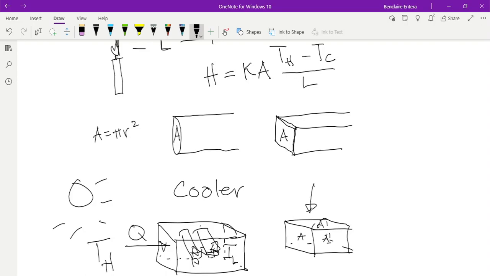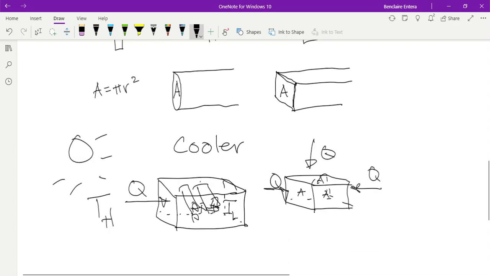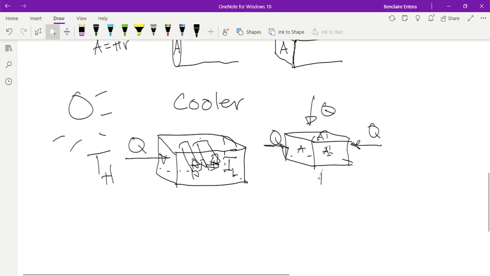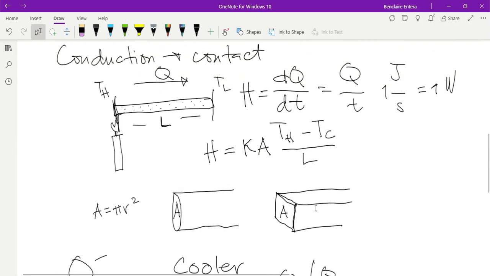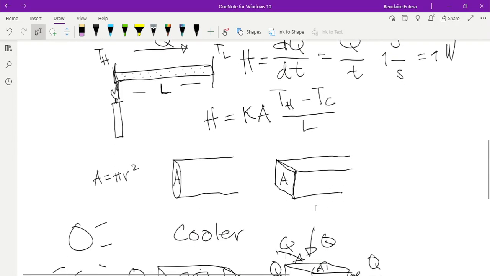Kasi dito, mag-heat transfer dyan, mag-heat transfer dito, merong heat transfer dito. Okay, meron ding heat transfer dito. So, actually, 6 surfaces may heat transfer. So, yun i-consider mo na total na A. Pero ang thickness, isa lang, kasi isa lang naman ang kanilang thickness. Uniform naman ang thickness. So, isang example yan ng ating conduction.